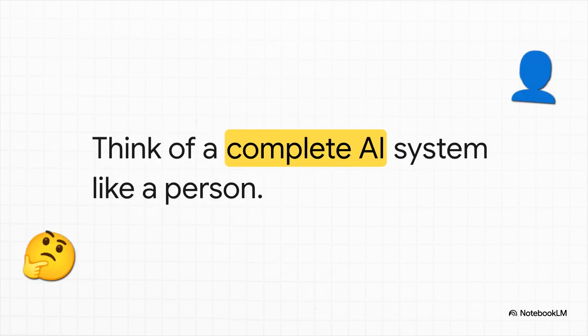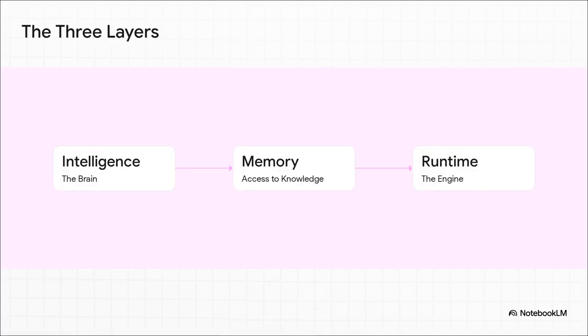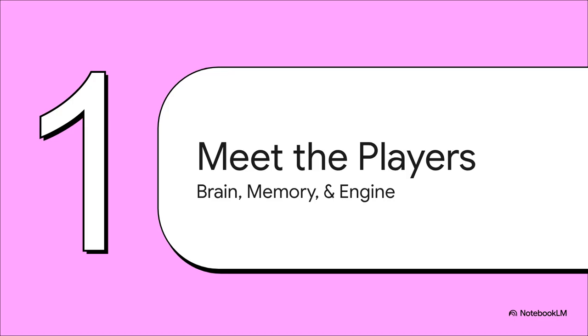So to make this all super clear, we're going to use a simple analogy. Just think of a complete AI system like a person. It needs a way to think, a way to remember, and a way to actually function and get things done. Let's break that down. First, you need intelligence. That's the brain, the part that does all the actual thinking and reasoning. Second, you need memory, a way to access your specific knowledge, not just the generic stuff from the internet. And third, you need a runtime. This is the engine that provides the horsepower to make the whole thing go. Okay, you got it? Brain, memory, and engine.